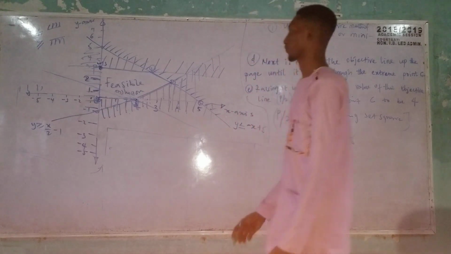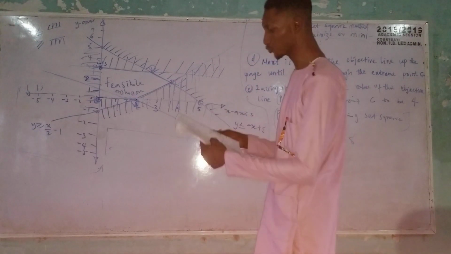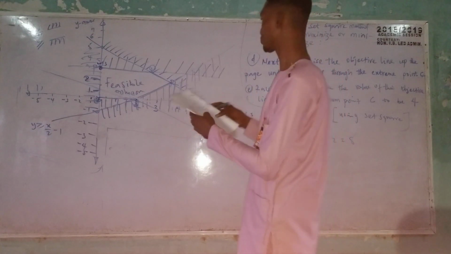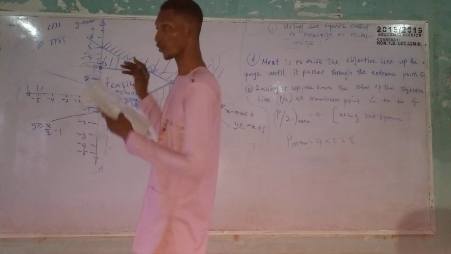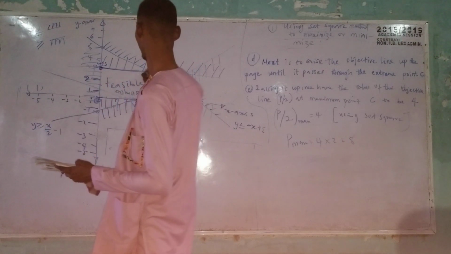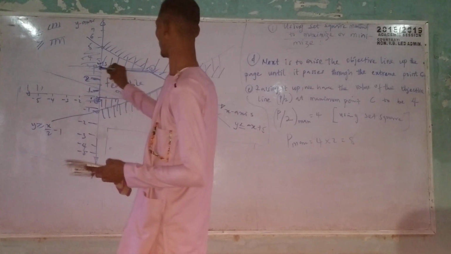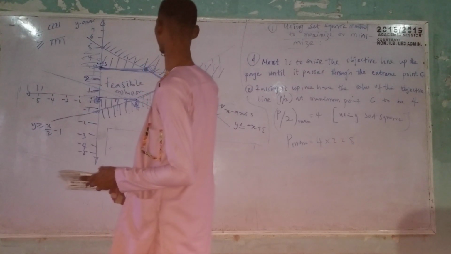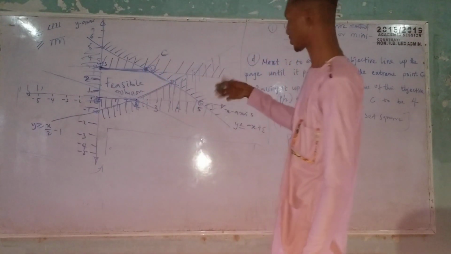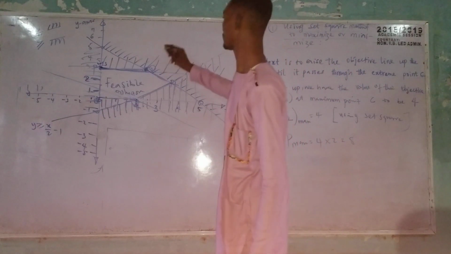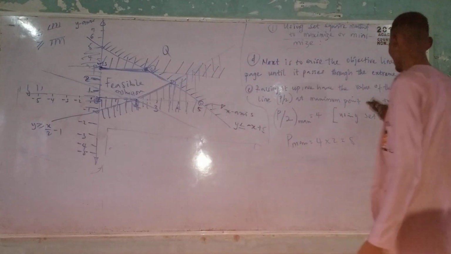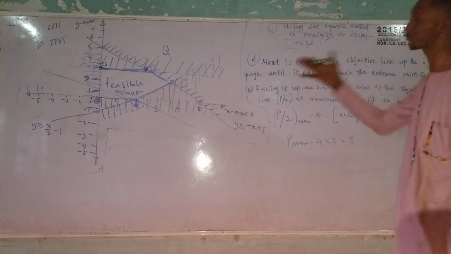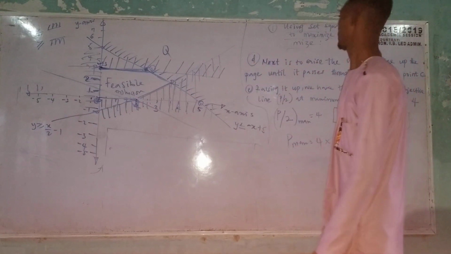So it will be raised. You raise the objective line in such a way that it will really reach this point. Because if you plot the graph, it's not very far. It's just the way I drew the diagram. Is it point Q or point C? So let's say point Q.